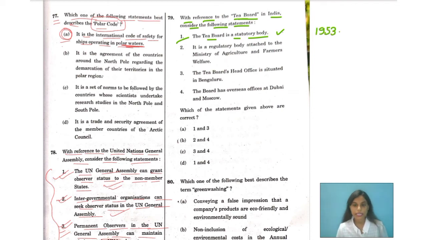All right. Now, talking about the second one, it is a regulatory body which is attached to the Ministry of Agriculture and Farmers Welfare. No, this is not correct. Moving over to number three, the Tea Board's head office is situated in Bengaluru. No, the Tea Board's head office is situated in Kolkata. All right, it's situated in Kolkata.